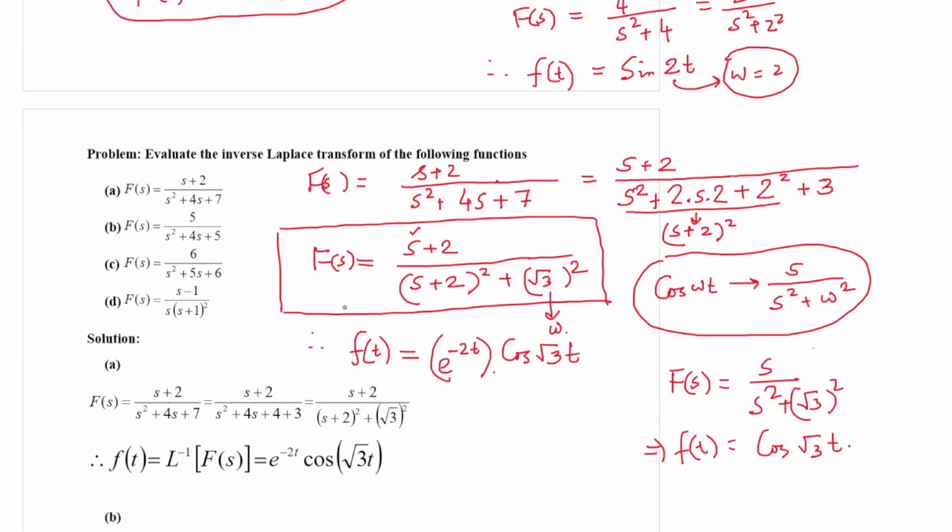So since it is a shifting by a factor of plus 2 in the frequency domain, it must be accompanied by a multiplication in the time domain, which is e to the power minus 2t cosine root 3t. So if we have F(s) as this, then its inverse Laplace transform is nothing but e to the power minus 2t cosine root 3t. That is the inverse Laplace transform of the first function.